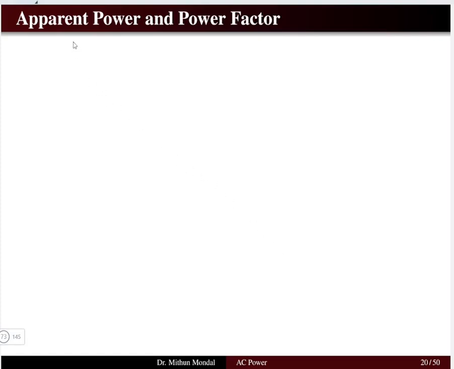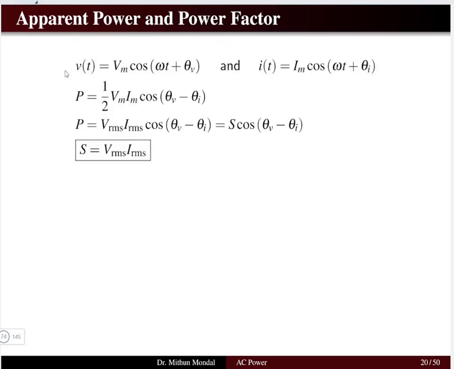Now the next topic that we are going to discuss is apparent power and power factor. Let us see from the basics. We have the instantaneous value of the voltage and the instantaneous value of the current, which are time dependent quantities, with maximum magnitudes Vm for the voltage and Im for the current. Theta V and theta I are the phase angles of the voltage and the current, and the frequency is constant, given by omega. Now we have calculated that the average power P is given by half Vm Im cos of theta V minus theta I. This derivation we have already done.